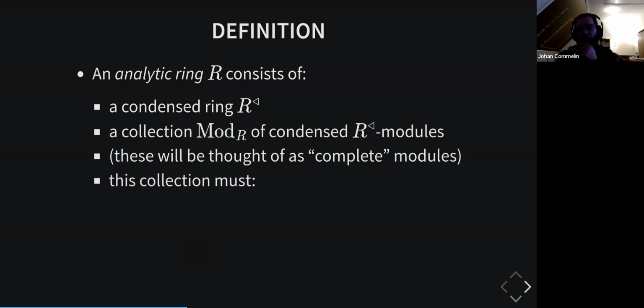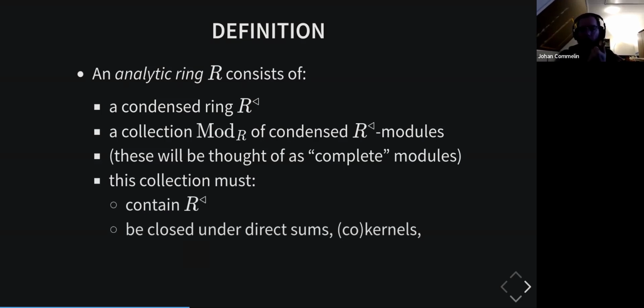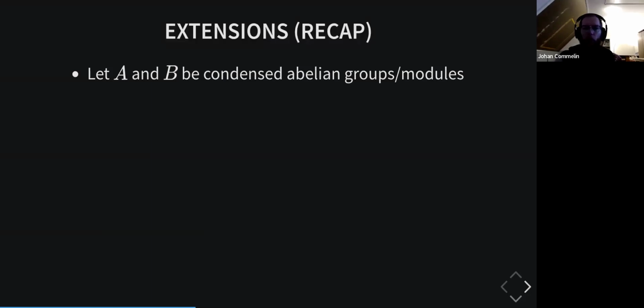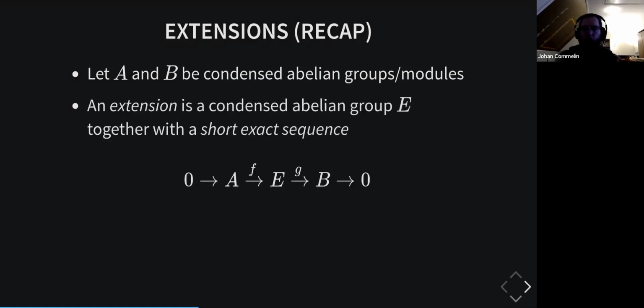But of course, it can't be just any collection. It must be a well-behaved subcategory. So first of all, it must contain the ring itself. Then it must be closed under all direct sums, kernels, co-kernels, and more generally just closed under arbitrary limits and co-limits. And finally, it must be closed under extensions. So let me briefly remind you of what extensions are. If A and B are two abelian groups or condensed abelian groups or modules, whatever, then an extension is a short exact sequence.